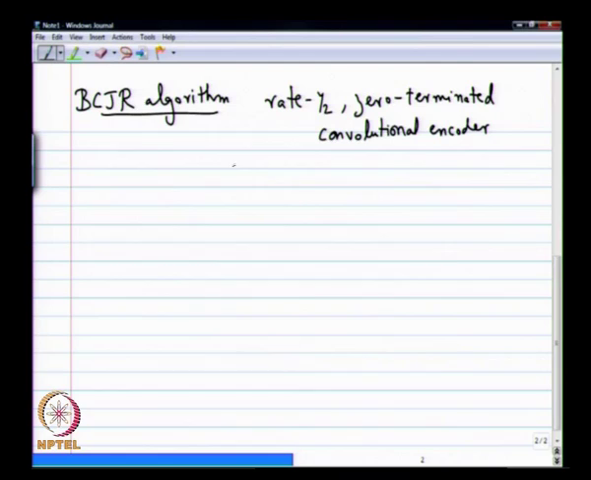Okay. So, what will happen if you use rate half is your message, I have been using M or U for message, U. So, you have let us say k message bits, U0, U1 all the way to UK minus 1.